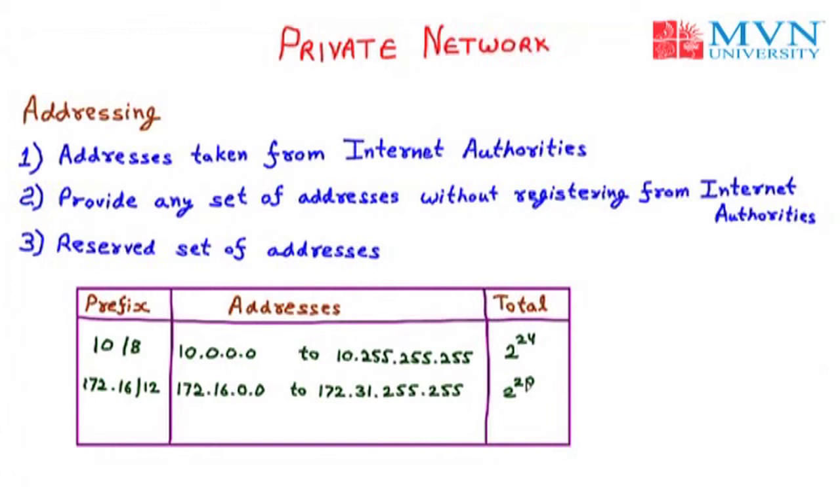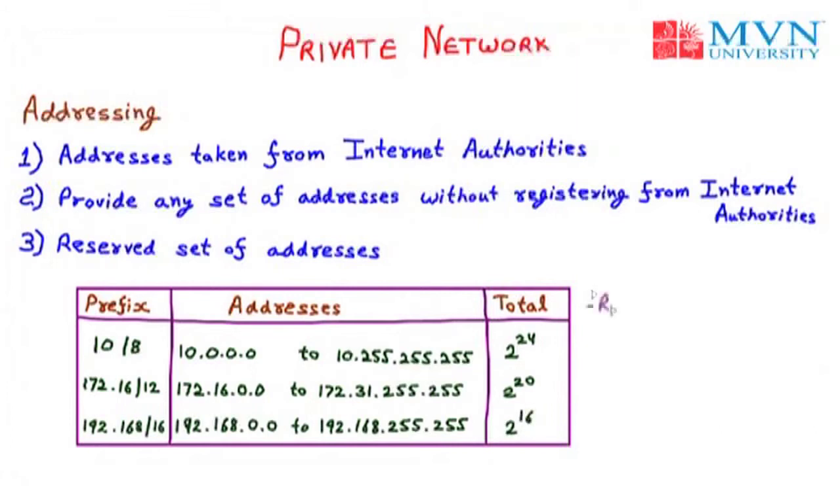Now we have the third range of addresses, with the prefix 192.168/16, and the addresses range from 192.168.0.0 to 192.168.255.255, and we have a total number of addresses of 2 raised to power 16.